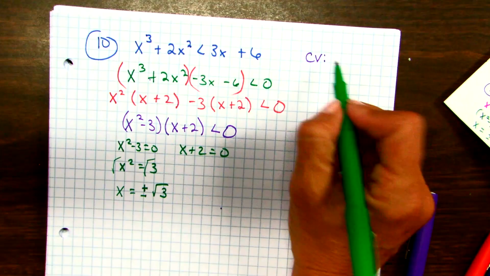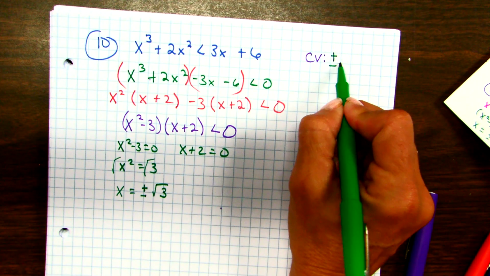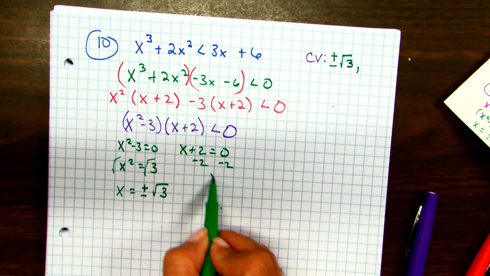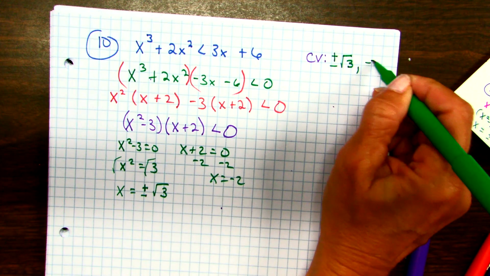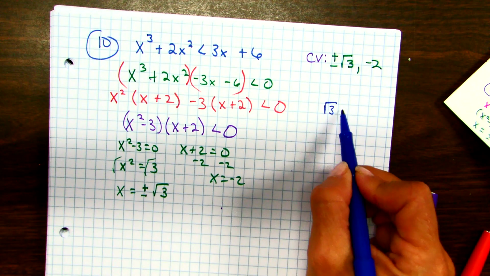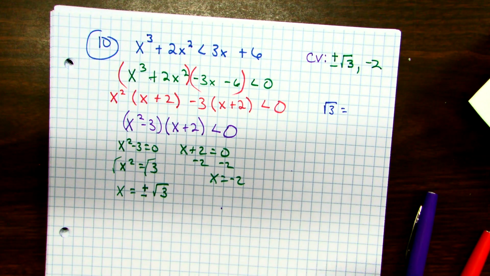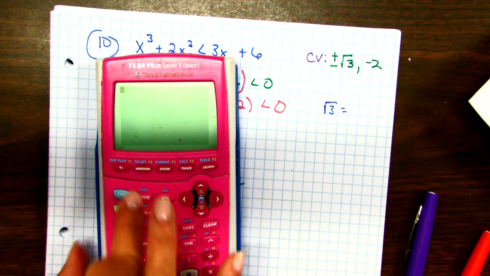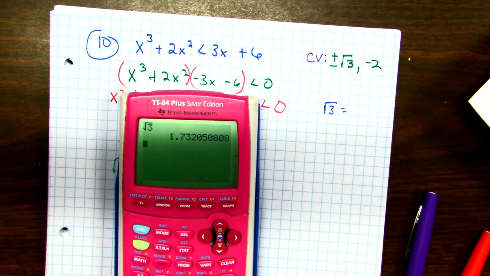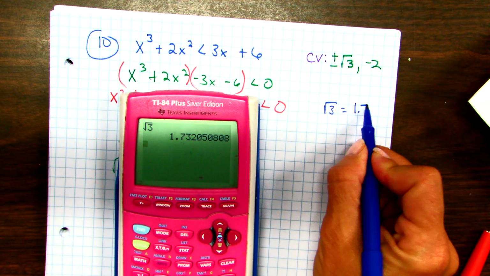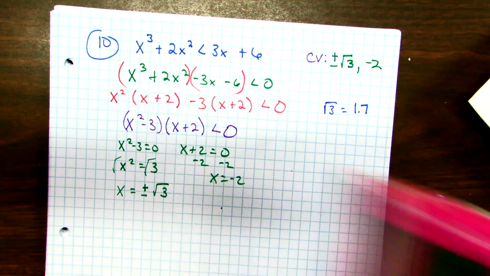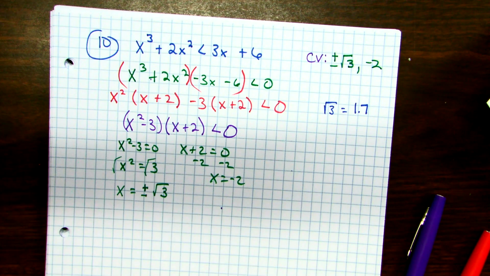So I have plus or minus the square root of 3 and then negative 2. Now, the square root of 3, where is that on the number line? Well, I might have to put it in my calculator to figure that out. So I would do the square root of 3, and we just approximate that to 1.7, or negative 1.7 if it's the negative. And that's important just so I know where to put it on the number line.